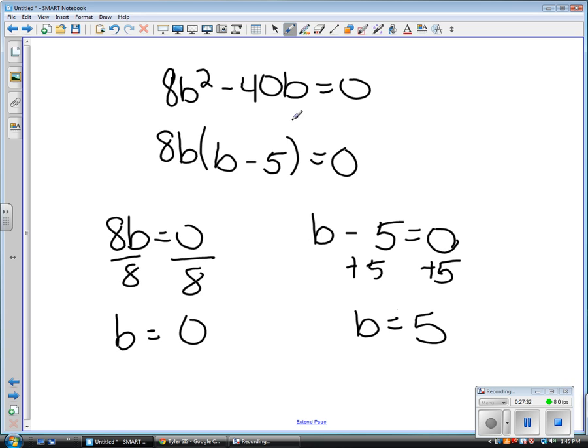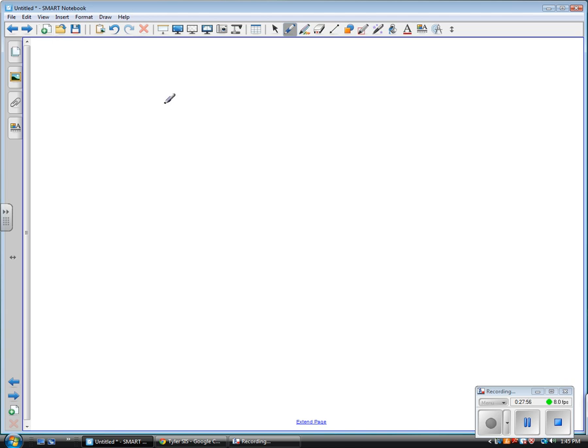Okay? Now the only time you have to worry about solving is if the direction actually says solve the equation. If it just asks you to factor the expression, this is not going to be there. They're going to put it equal to 0 or make you put it equal to 0 when they say solve the equation.